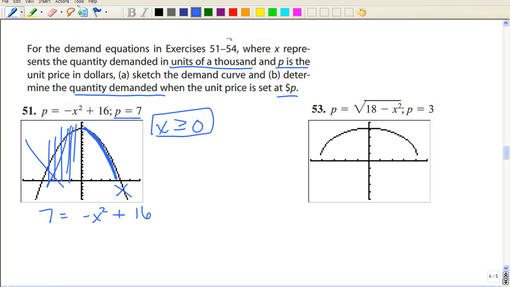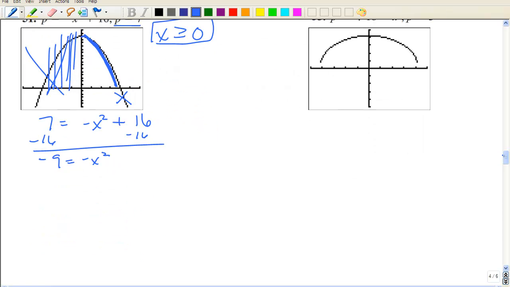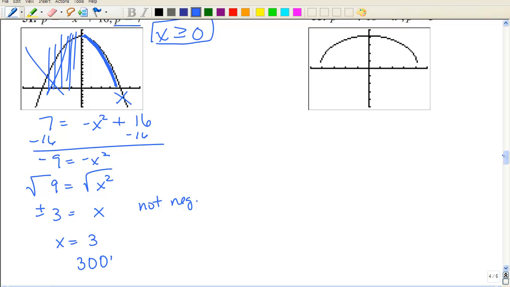So let's see, if I subtract 16 from both sides, right? We want to get x by itself, so I'm going to divide by -1, make them both positive, and then take the square root, and remember the square root is plus or minus, but x represents what's demanded. So you can only have the positive 3, not the negative, and so since this was in units of 1,000, we would have 3,000 units demanded when the price was 7.